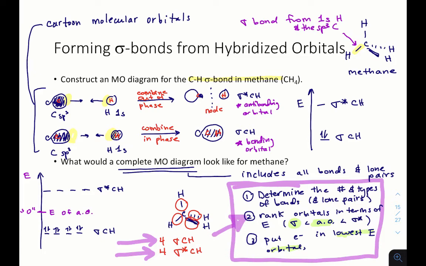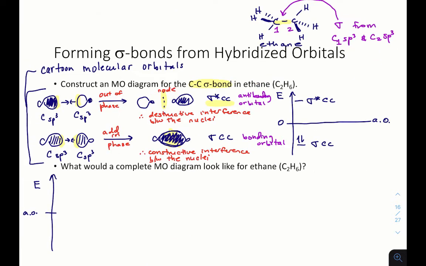fill in the orbitals with electrons. Give it a shot for ethane. Last chance to fill in this diagram before we discuss our answers. There's one sigma CC bond, so there's one sigma CC orbital and one sigma star CC. There are 6 sigma CH bonds, so there are 6 sigma CH orbitals and 6 sigma star CH orbitals.